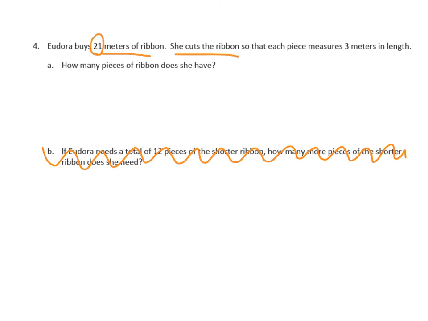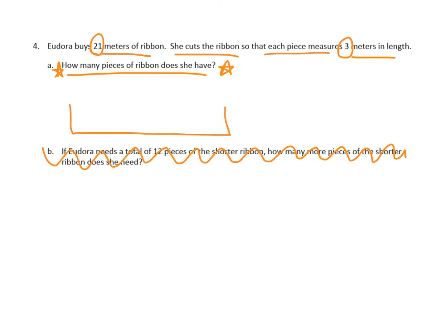She cuts the ribbon so that each piece measures 3 meters in length. Question A says, how many pieces of ribbon does she have? Well, let's draw a diagram to help us. I know that the total is going to be 21 meters. It says that she cuts the ribbon so that each of the pieces measures 3 meters.